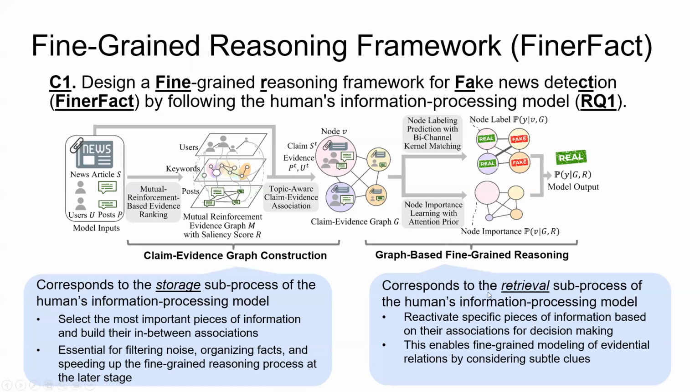The second part, which is the graph-based fine-grained reasoning framework, corresponds to the retrieval subprocess of the human's information processing model. So it reactivates specific pieces of information based on their associations for decision making.